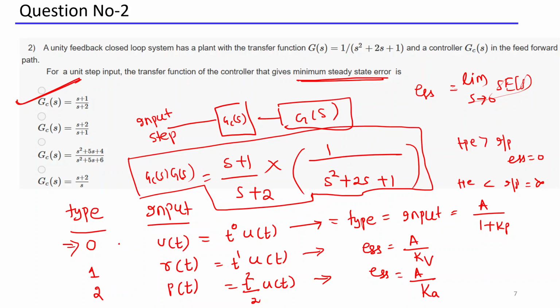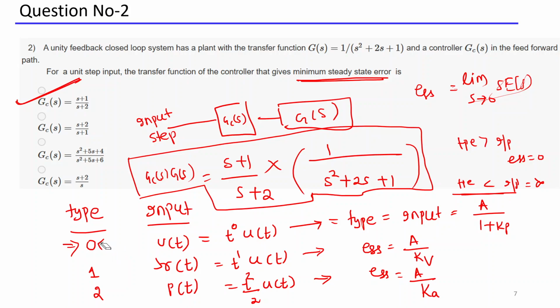Now suppose I am adding a ramp input. If the type is 0 and you add a ramp input, which is t to the power 1, then you are comparing 0 with 1. Which is greater, type or input? Which condition is satisfied? Type is less than input. As type is less than input, your steady state error is by default infinity.